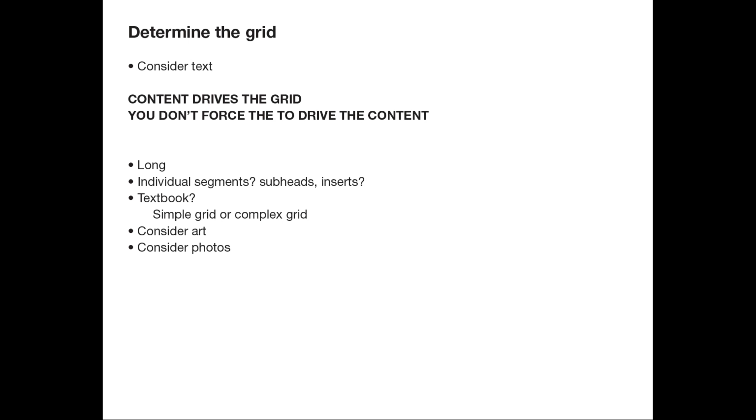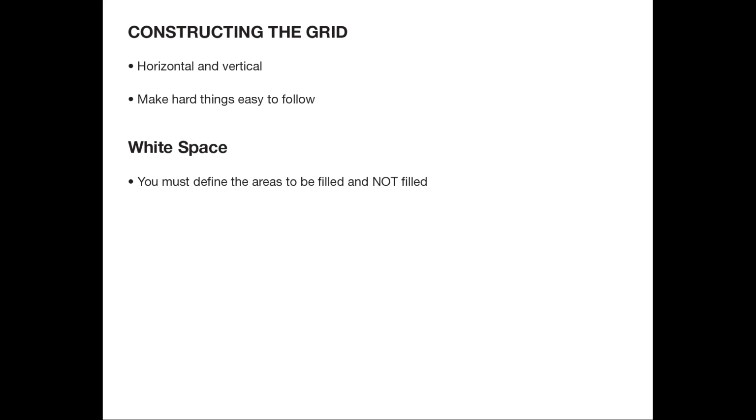Is the text long? Is it individual segments? Will there be subheads? Will there be inserts? You know, that pull-out quote that I showed you in that one. Is it a textbook? Will it be a simple or complex grid? You have to consider your art. You have to consider your photos. Will I have room for the photos? Will I have room for the art? Grids are both horizontal and vertical. It helps make the hard things easy to follow.